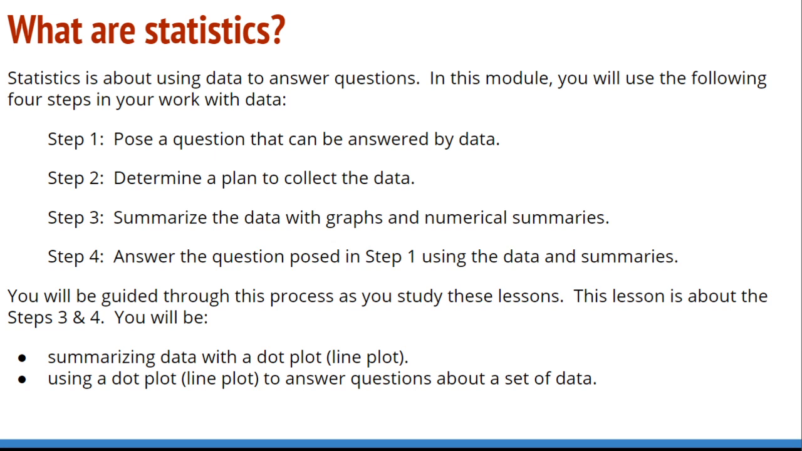All right, these 4 steps should look very familiar. We saw them in Lesson 1. Today we're going to be looking at steps 3 and 4. We are going to summarize data with a dot plot, and we're going to use a dot plot to answer questions about a set of data. So we're looking at steps 3 and 4.